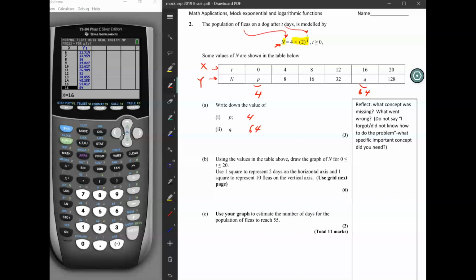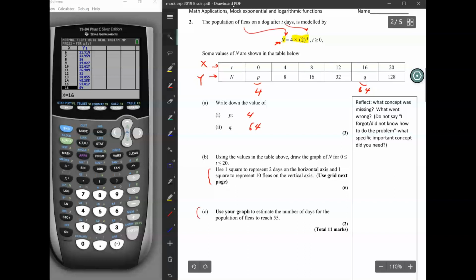Okay. Now, using the values in the table above, draw the graph of n for 0 is less than or equal to t is less than or equal to 20. And then they give us some advice here about how to scale the grid paper. Okay, and then it says to use your graph to estimate the number of days for the population of fleas to reach 55. So let's do the graph.